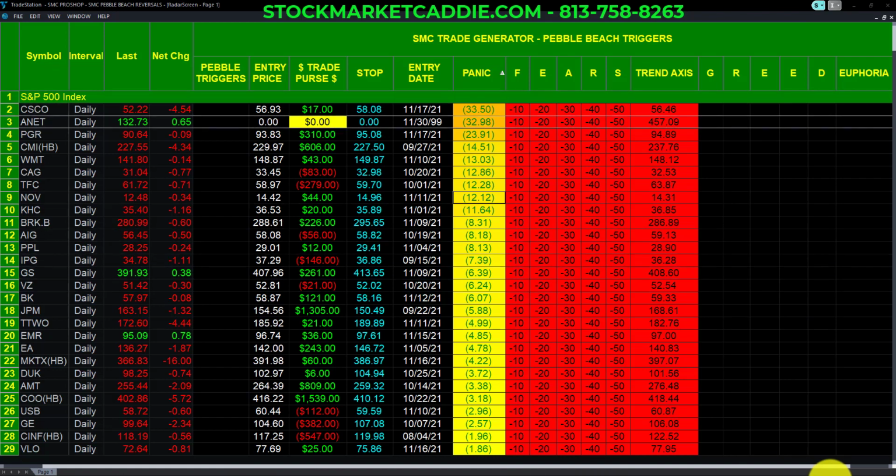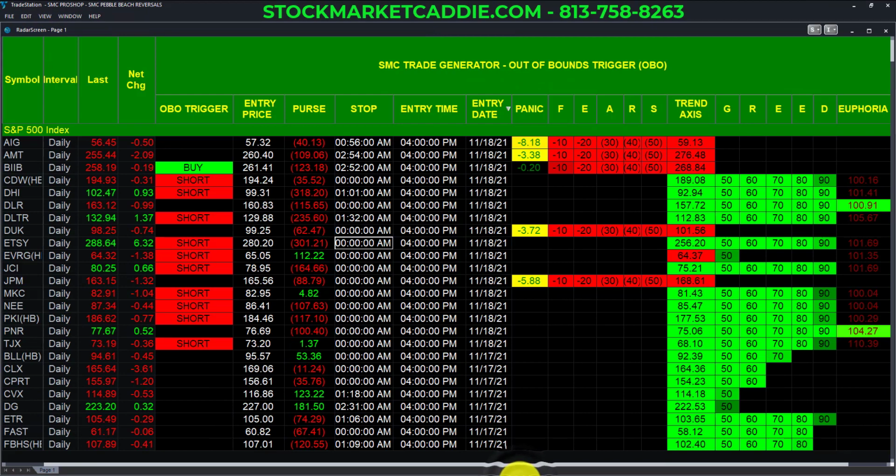swing machine. And by the way, while we're here, the Oboe is exactly the same thing as Pebble. It has this exact same tool to it. It has entry price, the columns are all the same, but the trigger is different. The trigger is what we call Oboe, and it does not take into account any of the candle formations.